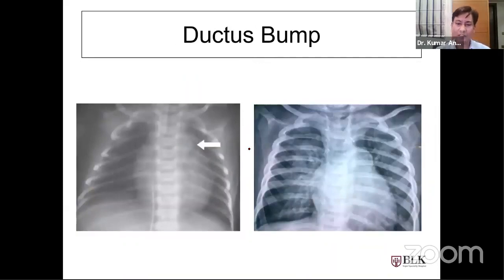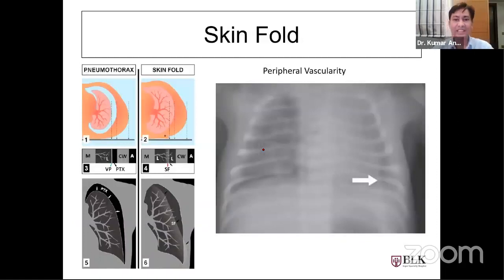So many a times in a term infant on day 1 or day 2, you will find this type of knuckle. They are not the aortic knuckle, they are ductal bump. They can quite commonly present in the term infant and they would disappear. So this is not a pathological condition, this is a physiological condition. And sometimes we get confused with air leak and a skin fold. You look at the periphery of the lung and beyond the visceral pleura, you will find the vasculature. As compared to that, in cases of air leak, you won't find any vasculature.